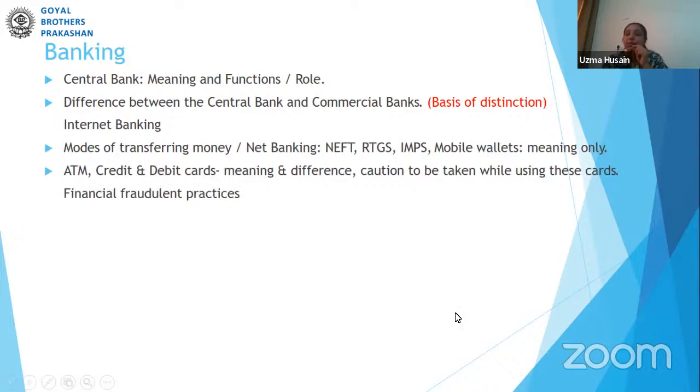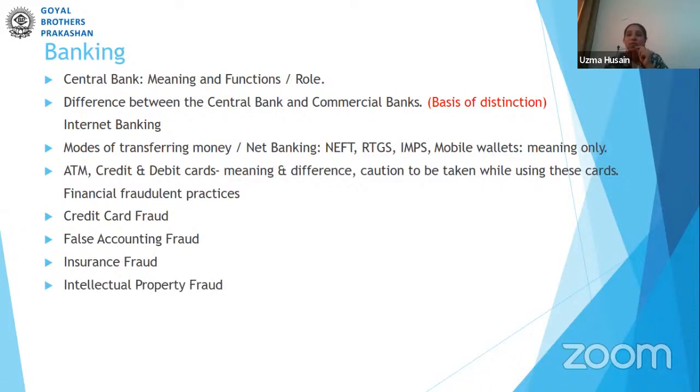And then financial fraudulent practices. This is something which is coming up in every board paper. Somewhere or the other, some point is mentioned. Whether it is about credit card fraud, false accounting fraud, insurance fraud, intellectual property fraud, how it is related to, when we talk about credit card fraud, how the internet comes into the picture. And when we talk about false accounting fraud, what is this false accounting fraud? What is the misrepresentation of accounts? How do they do it?